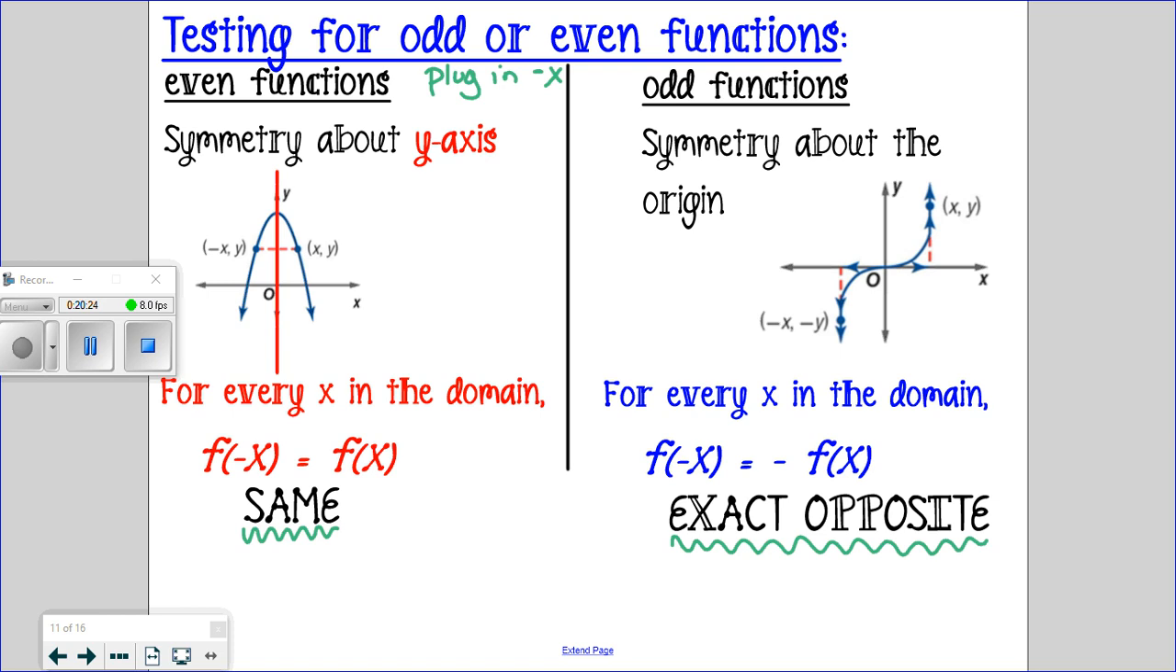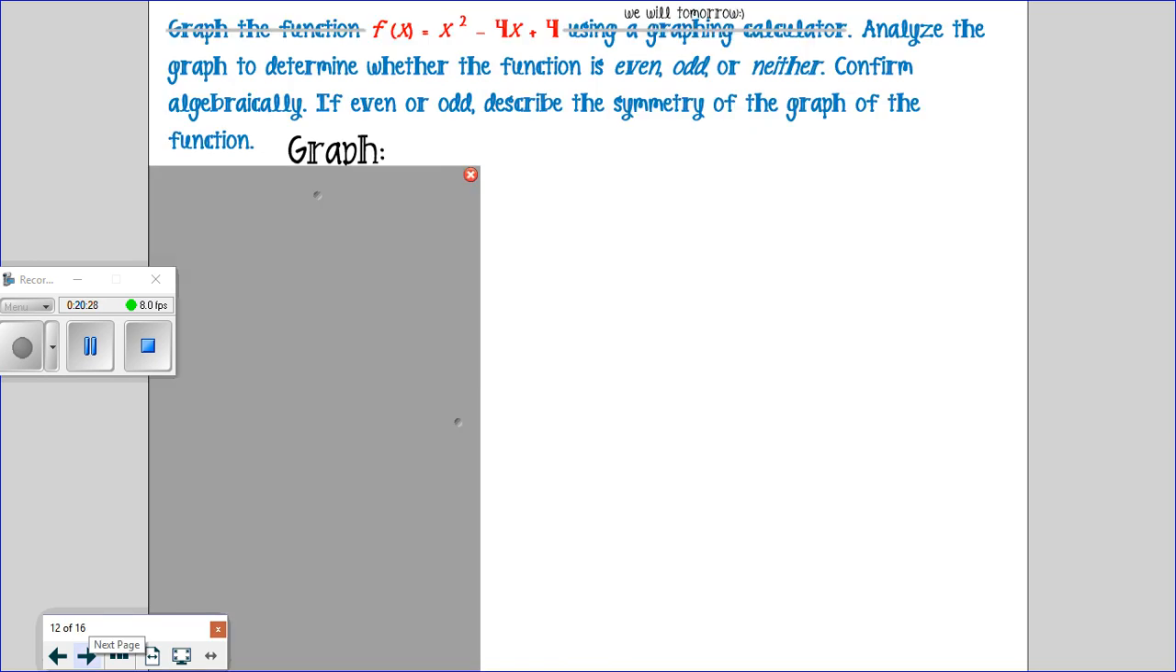All right, we're ready for an example. You're going to notice a change in the directions on this one because we're not going to graph yet. You're going to do that on Monday. I know it says tomorrow. We're not coming back tomorrow. We'll do that on Monday.